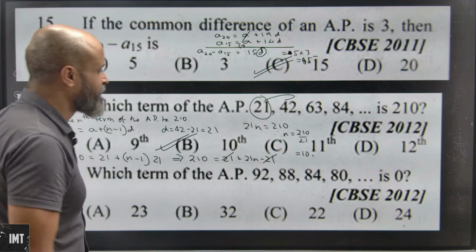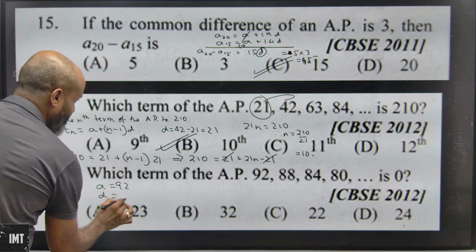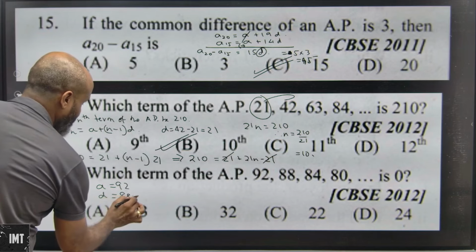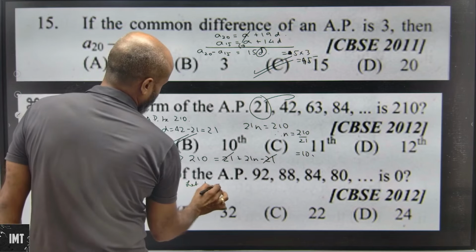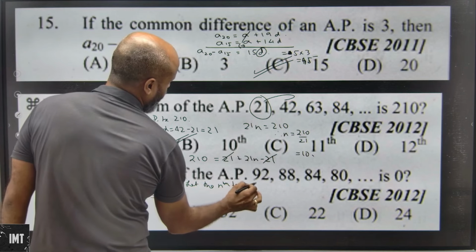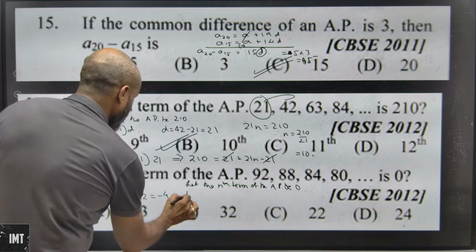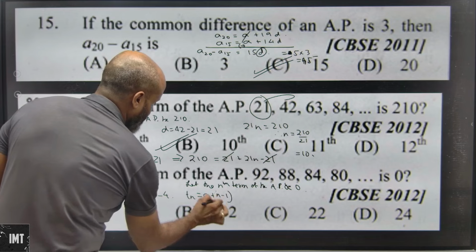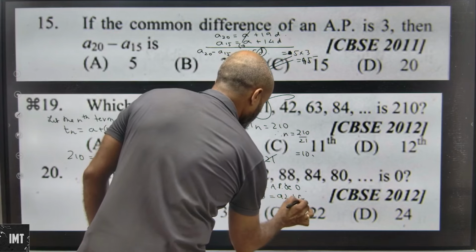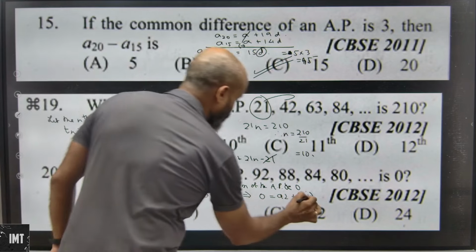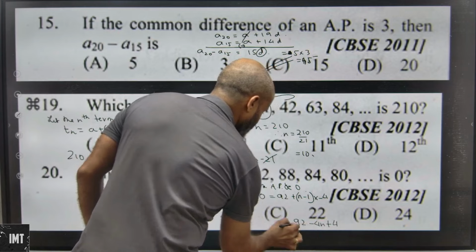Which term of the AP is 0? Here we have A as 92 and D as 88 minus 92, that will be minus 4. Now let the nth term of the AP be 0. So here we have Tn is equal to A plus n minus 1 into D. So Tn is 0, that will be equal to A, that is 92, plus n minus 1 into D. D is minus 4, into minus 4. This will be 92 minus 4n plus 4. This is equal to 0.